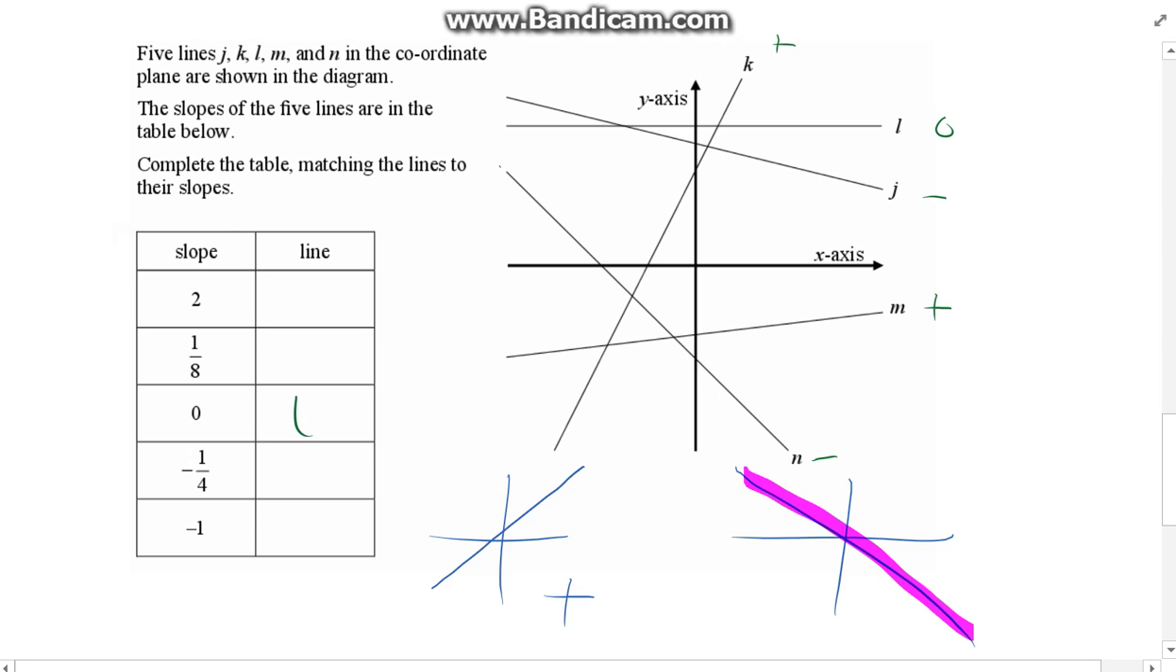You have to remember the steeper the slope, the higher the number. If we look at the positives, K is steeper than M, so obviously K is going to be the higher number and M is going to be the lower positive number. And the same for the negative graphs.